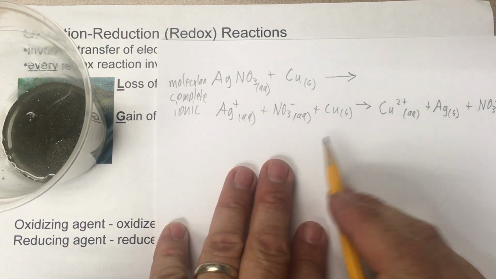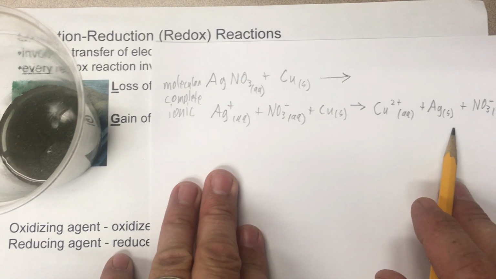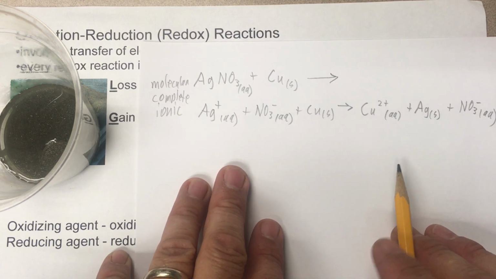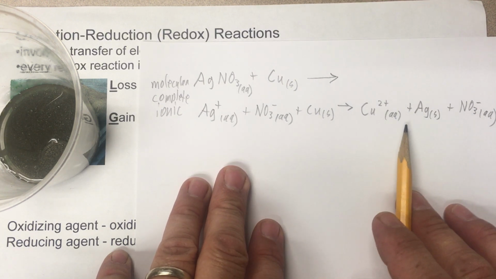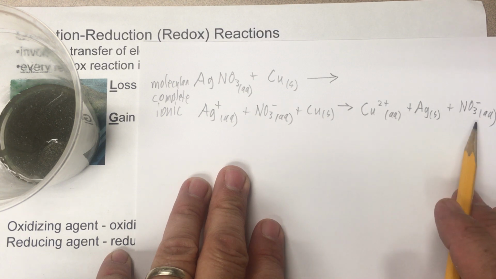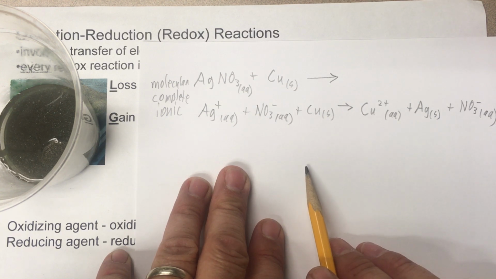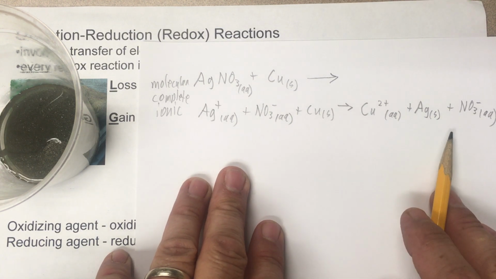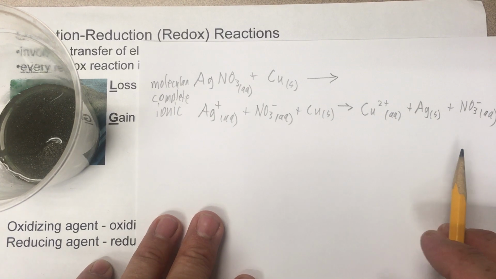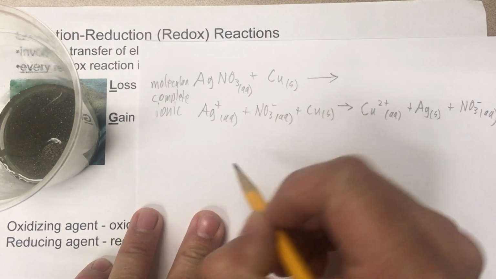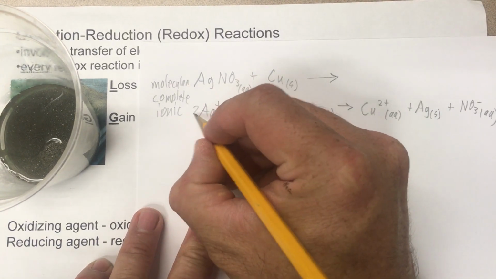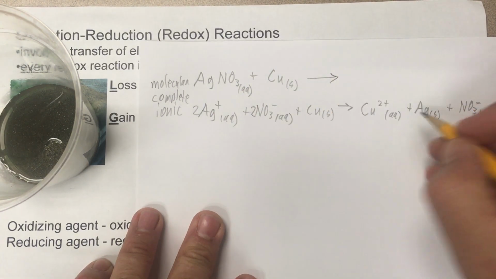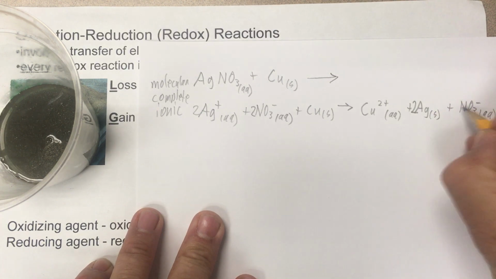Okay? But if you look at this, you can see that this is not a balanced reaction. Good redox reactions are balanced with respect to atoms, which this is, but it's not balanced with respect to charge. It's also balanced with respect to electrons transferred. So to balance this out, what we need to do is put a 2 in front of the silvers and the nitrates.